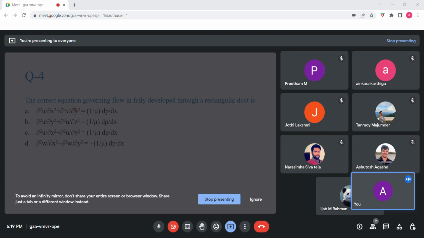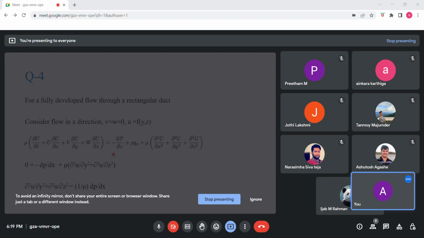The correct equation governing flow in a fully developed flow through a rectangular duct: we have a few options. We will see which one of these is correct. For a fully developed flow through a rectangular duct, we'll consider the flow in the x direction. Only u velocity will be there, whereas u is a function of y and z, and v and w velocities will be 0.